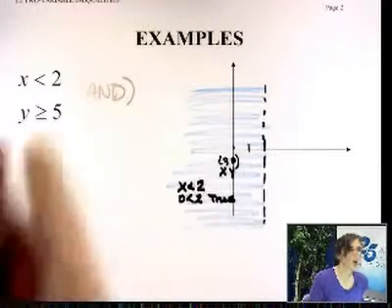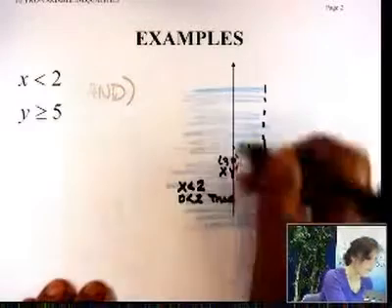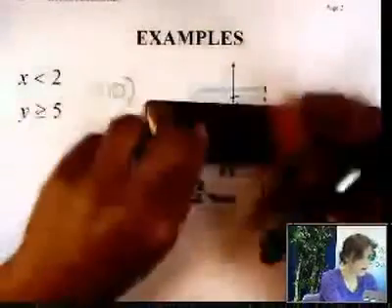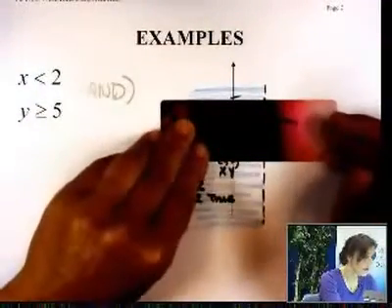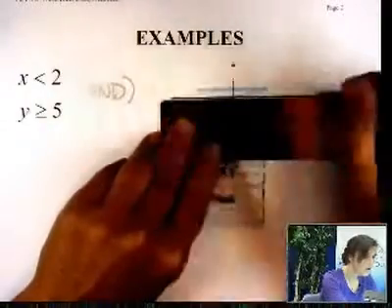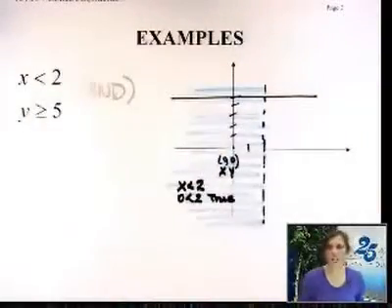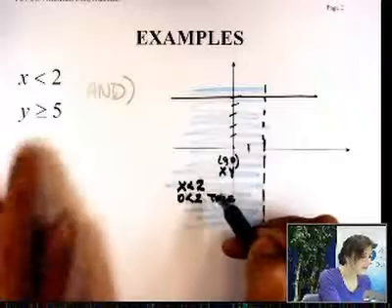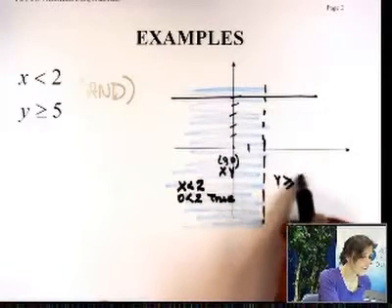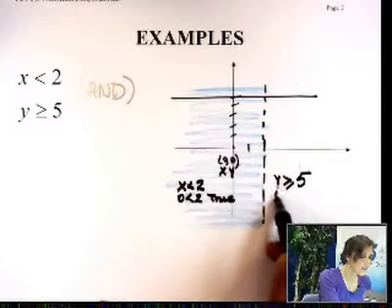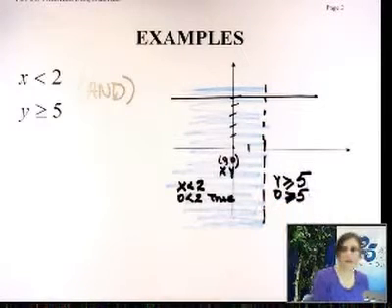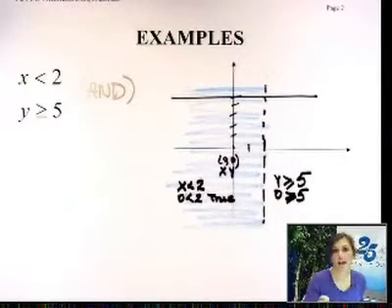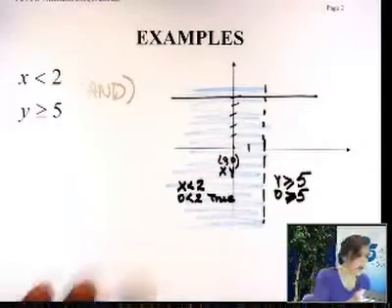Now we go to the next one. Y is greater than or equal to 5. 1, 2, 3, 4, 5. And that one has an equal, so it's a solid line. Now I'm going to check the test point 0, 0 again. So my inequality was y is greater than or equal to 5. And what is y? In this case, it's 0. 0 is greater than or equal to 5. Does that make any sense? No. So since it does not make sense, you have to shade the opposite region on the other side of the line.